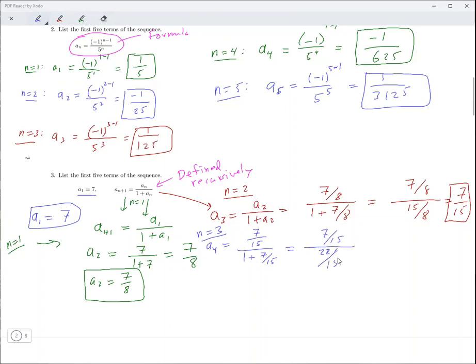Hopefully I can do this without making too many mistakes. The 15s cancel, you get 7 over 22. Okay, so that's going to be A4.